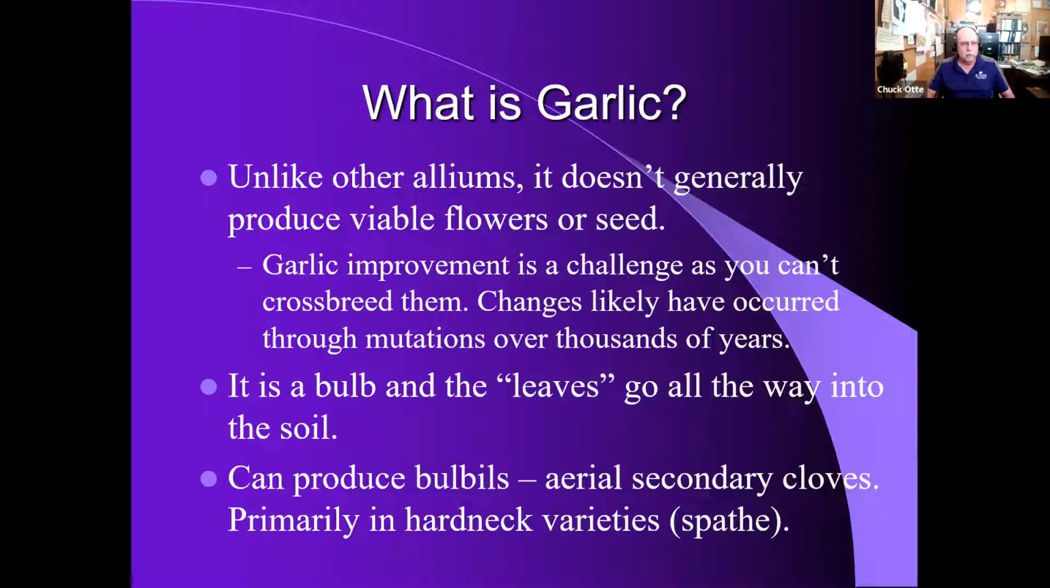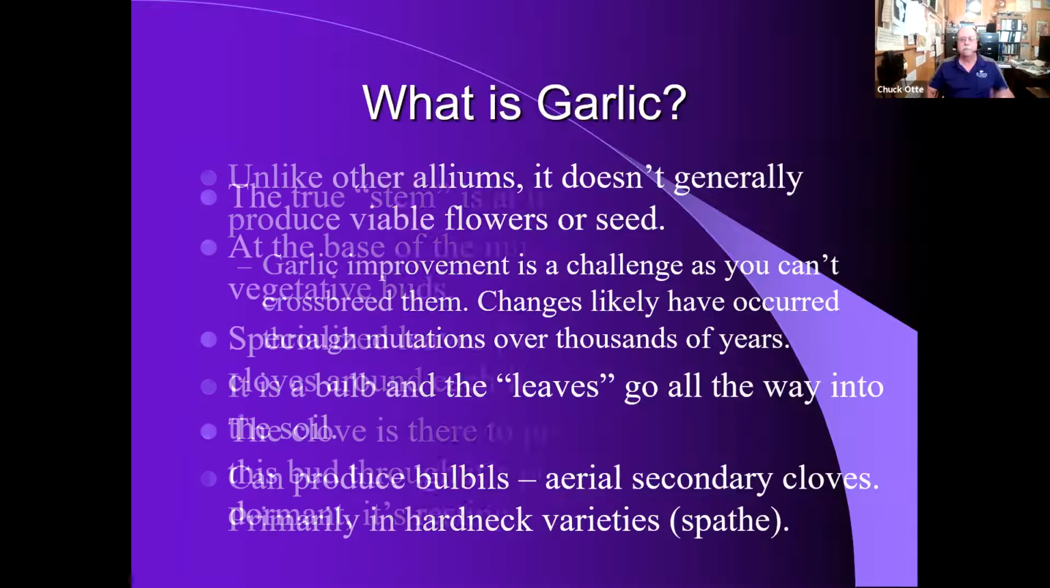It is a bulb, like all alliums, and the leaves go all the way into the soil, and they form what we're going to eat. They can produce bulbils, which are aerial secondary cloves, and I'll show you some pictures of those. Those are primarily in hardneck varieties, and we'll talk about that here in just a few slides.